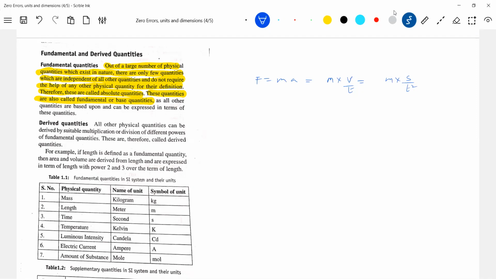So now look at this. Force is fundamental, no? It depends upon mass, distance, and time, that is mass, length, and time. Therefore, this becomes a derived quantity, and the unit for this becomes a derived unit. Like that, again, we have fundamental and derived units here.